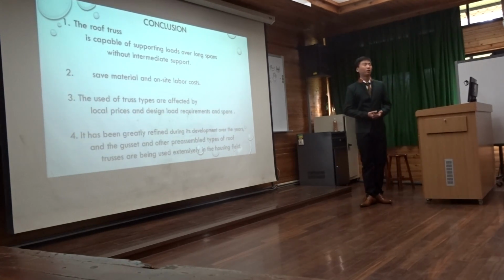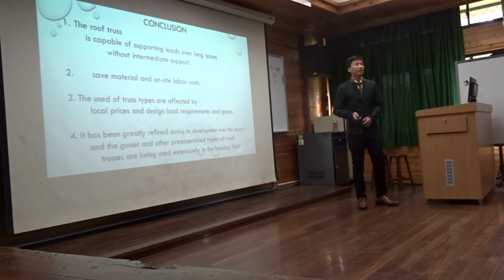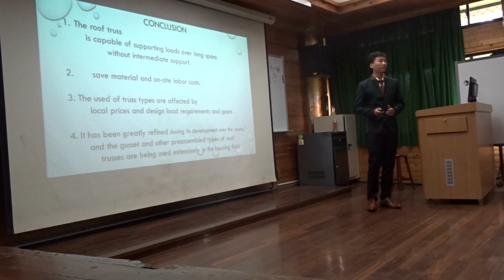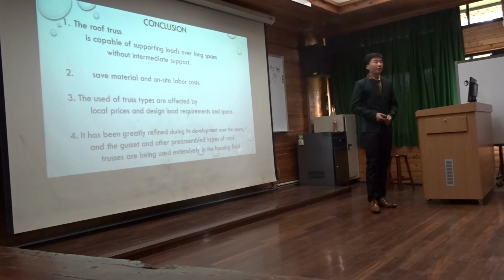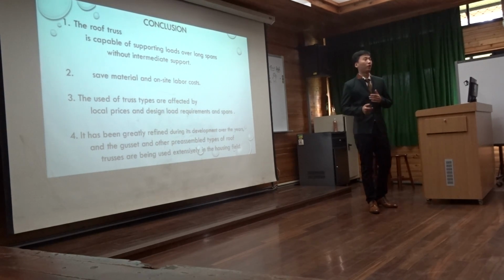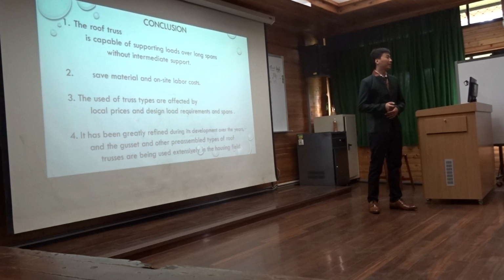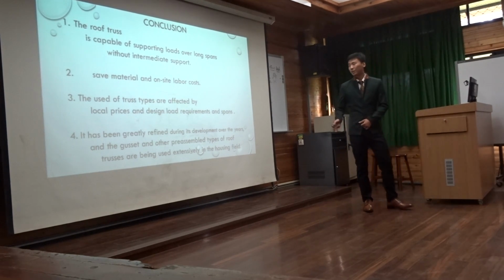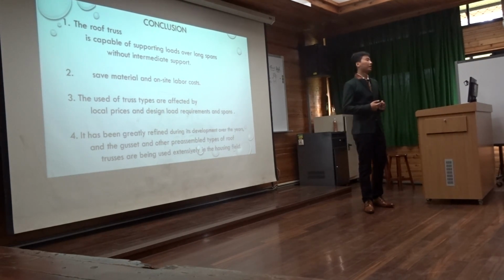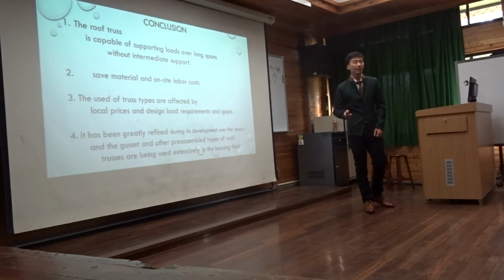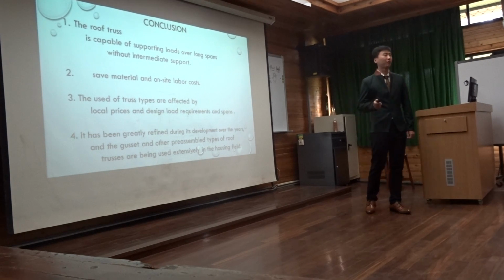Finally, the conclusion. First, the roof truss is capable of supporting loads over long spans without intermediate support. Second, roof trusses can save material and on-site labor cost. Third, the use of truss types is affected by local price, design load requirements, and the span. Fourth, it has been greatly refined during its development over the years. Gusset and other pre-assembled types of roof trusses are being used extensively in the housing field.